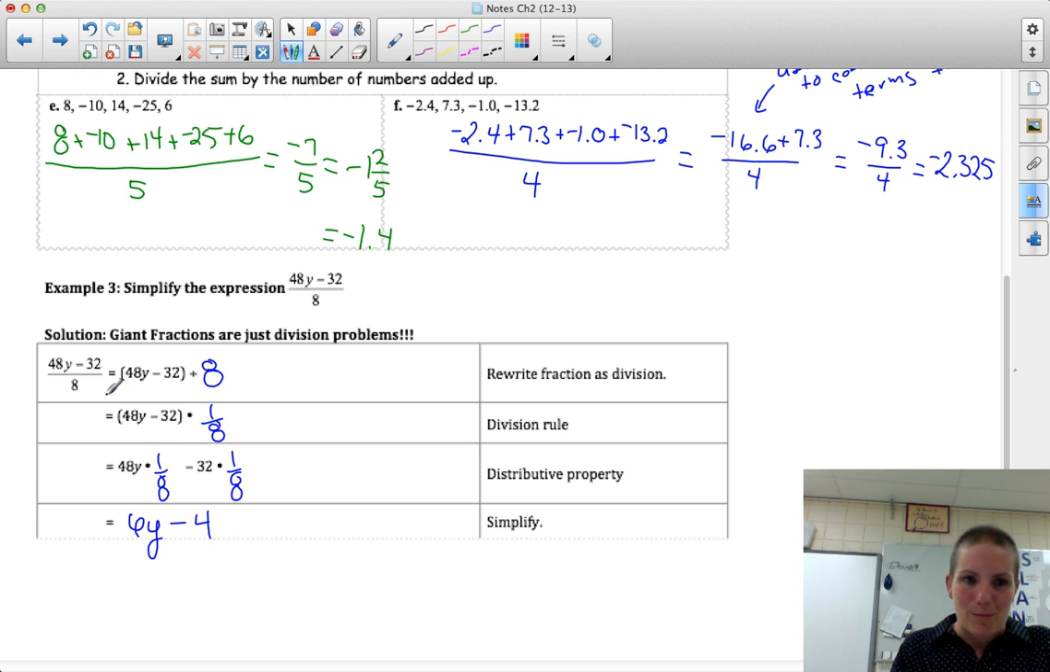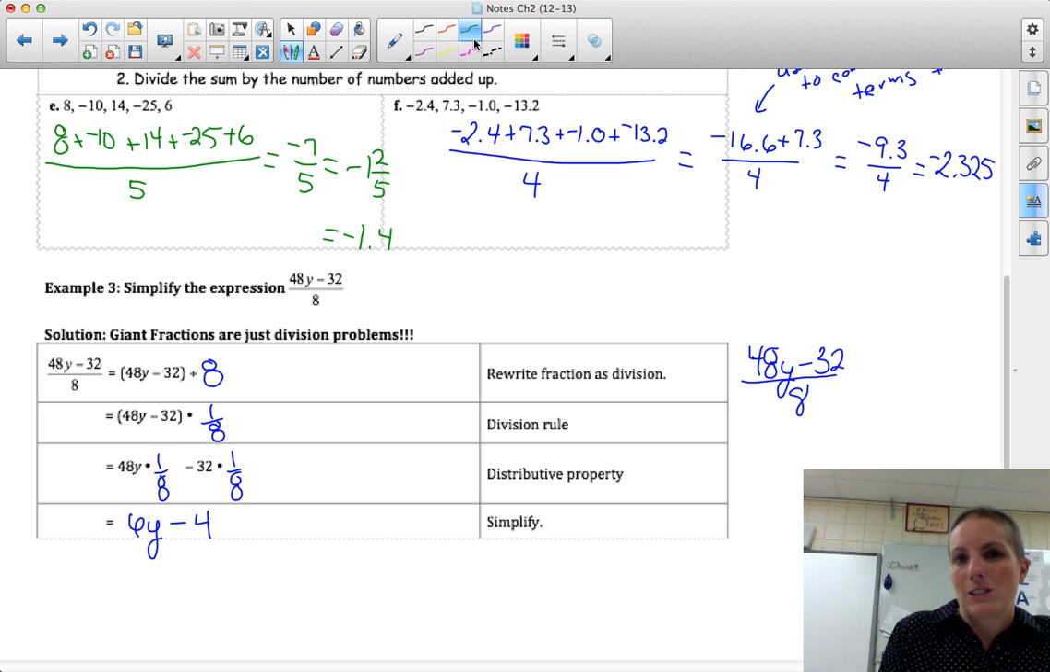Now the other option is the one that I like the most because it still leaves us occasionally, if we need it, an improper fraction, and that's just fine. So this one we end up with the exact same answer, not an improper fraction at all. So let's look at it. Option 2, we take 48y minus 32 over 8. Same problem.